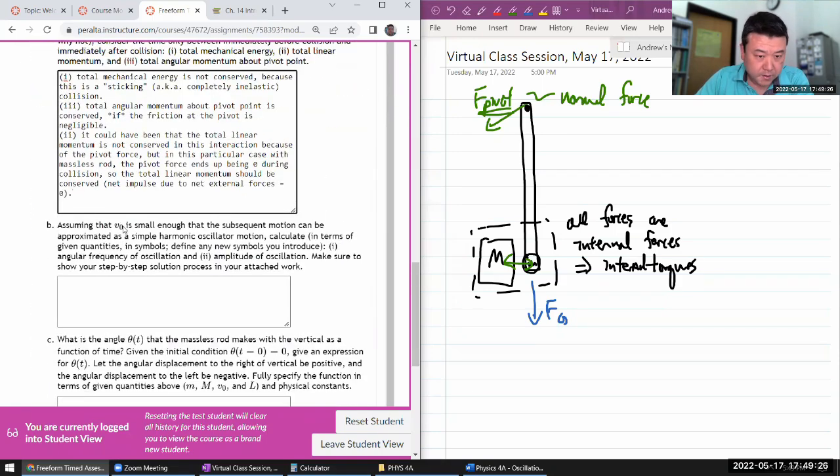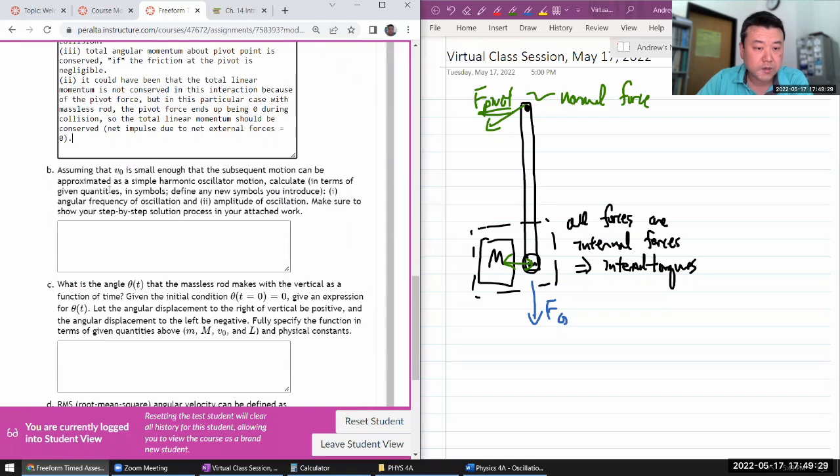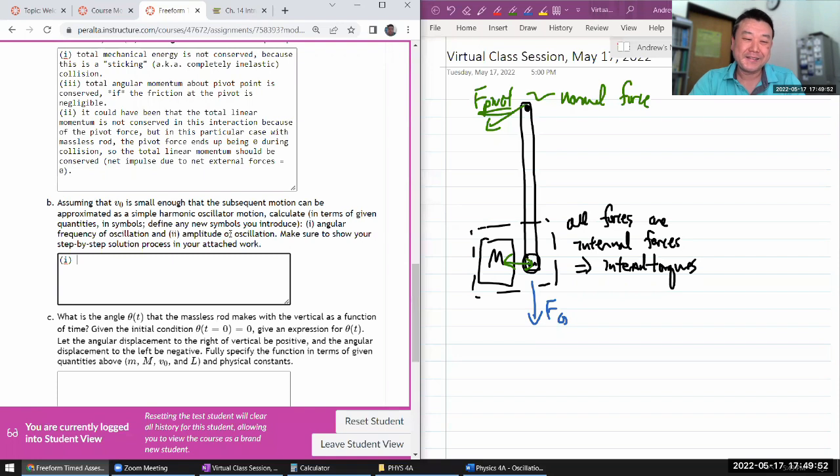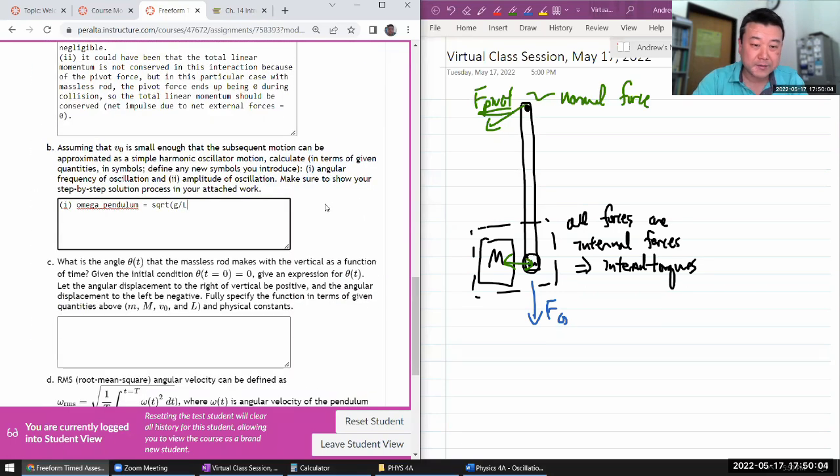So, assuming V naught is small enough that the subsequent motion can be approximated as simple harmonic oscillator motion, calculate in terms of given quantities and symbols, defining new symbols, the angular frequency of oscillation and the amplitude of oscillation. So angular frequency is actually easy if you have a formula memorized. There's a formula for the natural frequency of a pendulum, which is omega equals the square root of g over L. Am I using capital L in this case? Now, if you have it memorized like me, then great, use it.